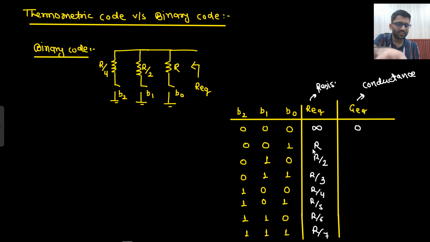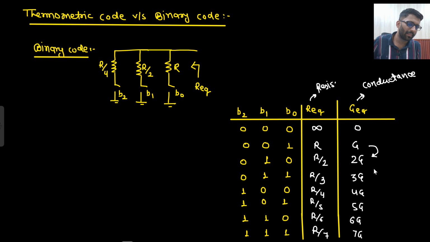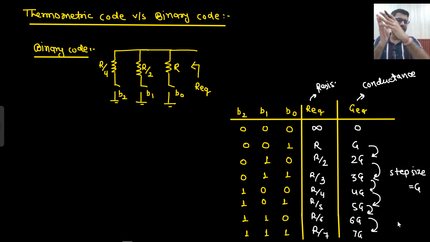So here your resistance is not linearly increasing, but you can see your conductance is linearly increasing. If conductance here is G, then what would it be? 2G. Here it would be 3G. If R by 2 is the resistance, then what will be the conductance? 3G, 4G, 5G, 6G and 7G. So what do you see? It is linearly increasing, no? With respect to the bits, it is linearly increasing with a step size of G. Right? It is linearly increasing, but the resistance is not: R by 2, R by 3. This is not a linear relation. This is the linear relation.